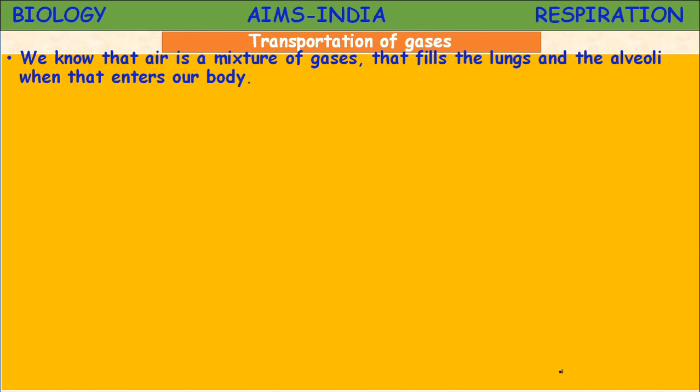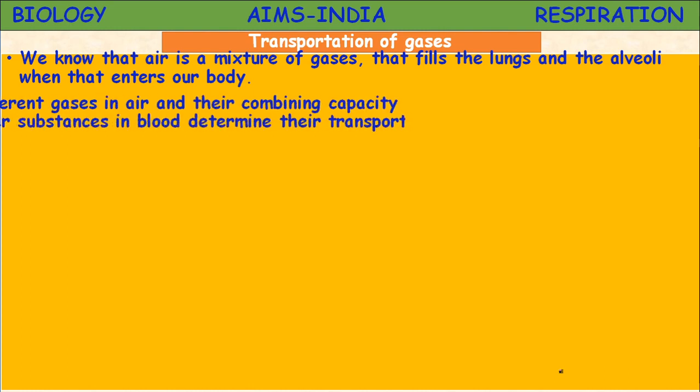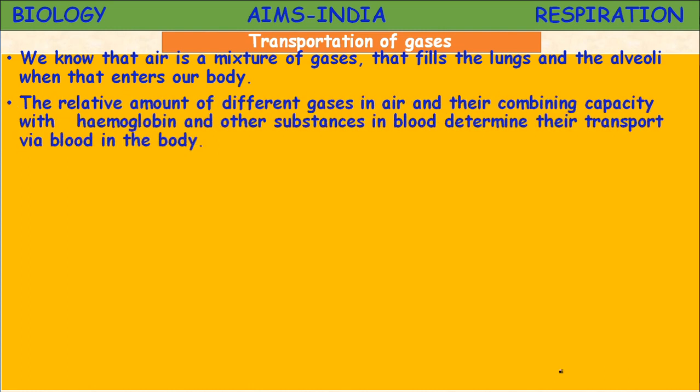Transportation of gases. So till now we have studied how the air combines with the blood. So now the transportation of gases, how the gases are carried. We know that air is a mixture of gases that fills the lungs and the alveoli when it enters our body. The relative amount of different gases in air and their combining capacity with hemoglobin, the pigment present in the blood, and other substances in the blood determine their transport via blood in the body.